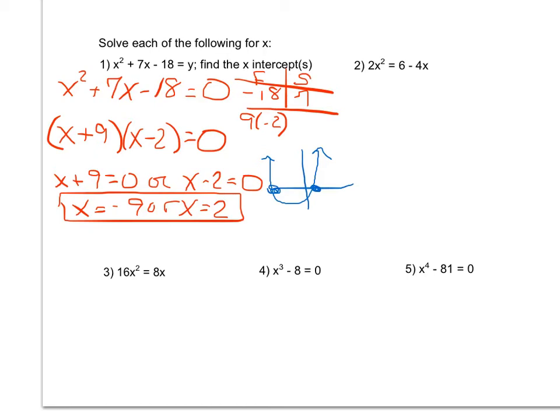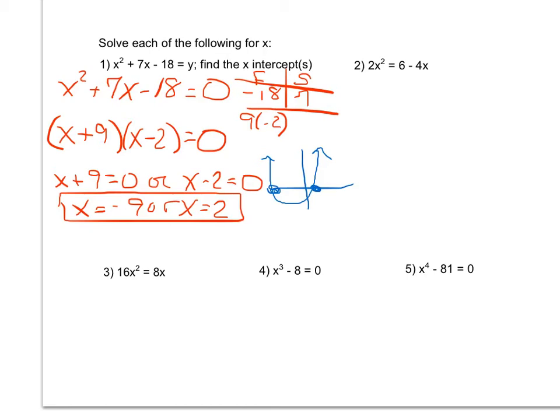If I look at example 2, the first thing I'm going to do is get it in standard form, because I already know I can't use square roots. I have a quadratic term, yes, I have a constant term, yes, but the big thing, why can I not use square roots? Because this linear term is appearing, and I cannot use square roots if I have a linear term.